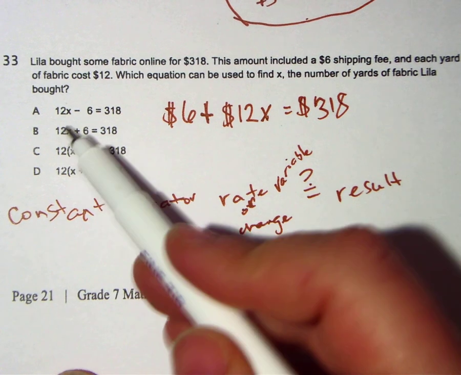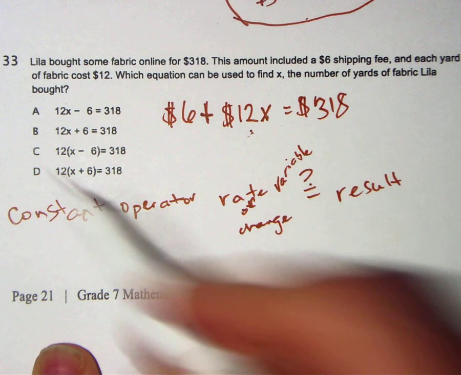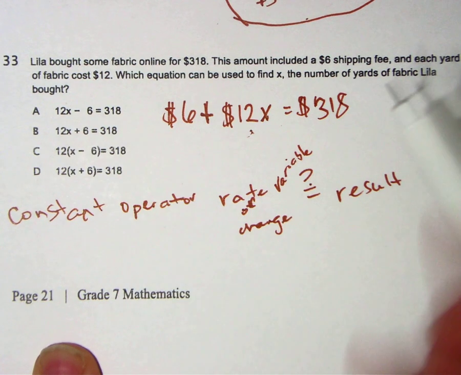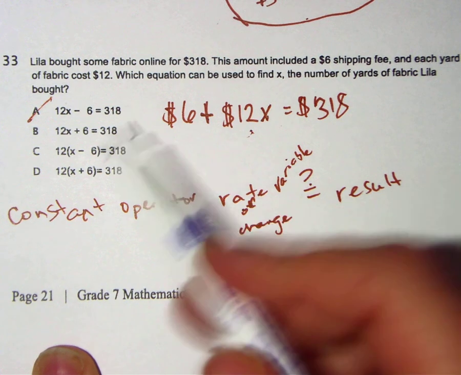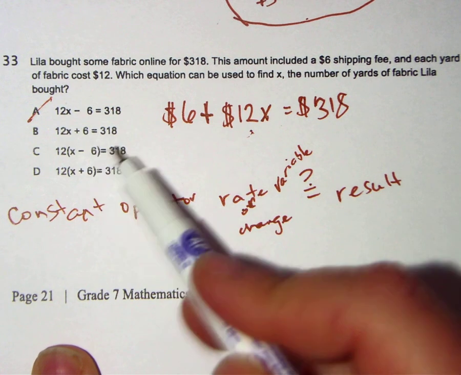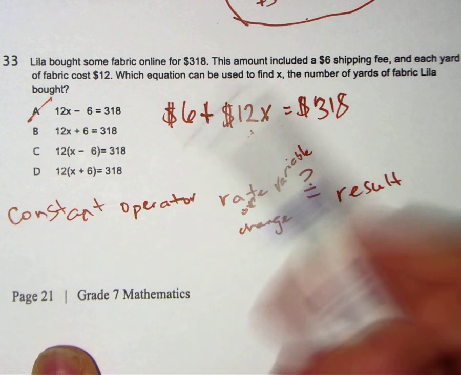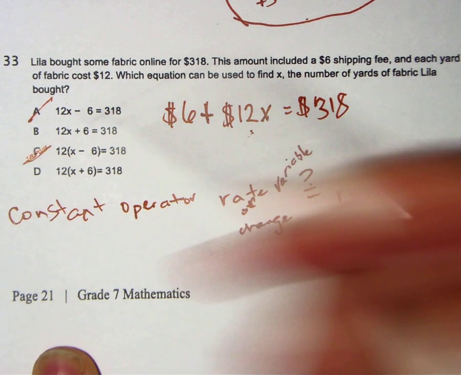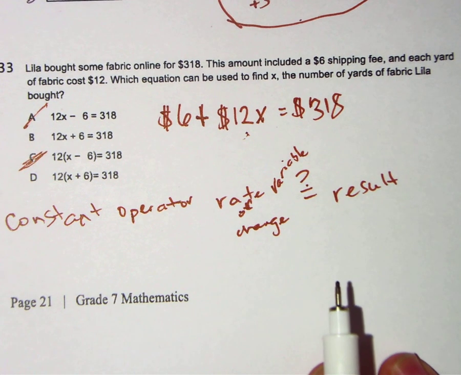Now, which one of these would match this? Okay, so 12x minus 6. Now you know they're not going to take away shipping, so that's not going to be it. 12x plus 6 equals 318. That looks like what it should be. Let's double check this bottom here. Again, this minus, you can just throw the minus out because you know they're not going to take away any shipping fees instead of adding them in.